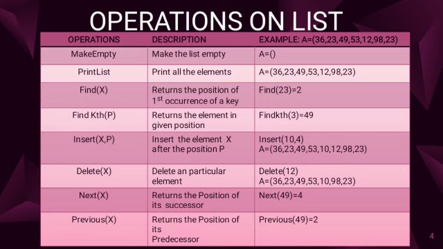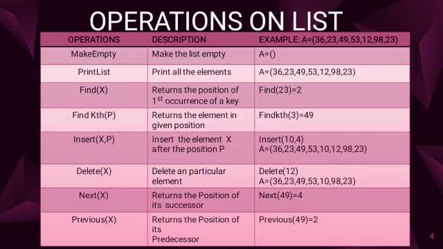Next one is find kth. It is used to return the element at the given position. Here the input is the position value. In this example, we find kth of 3. In the third position, the element 49 is present. So the answer is 49.